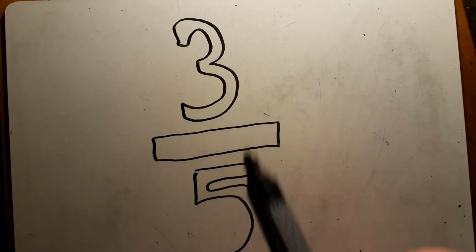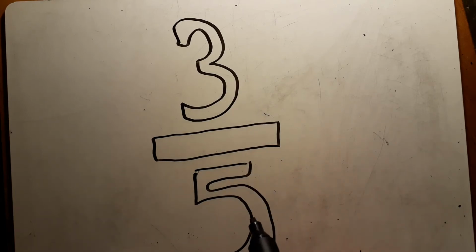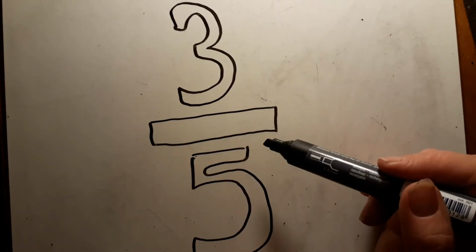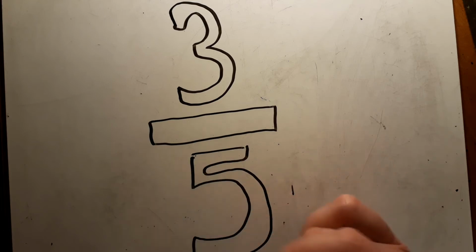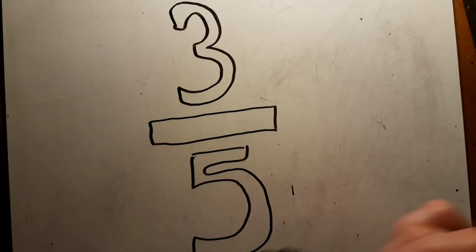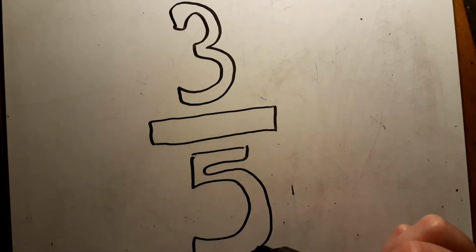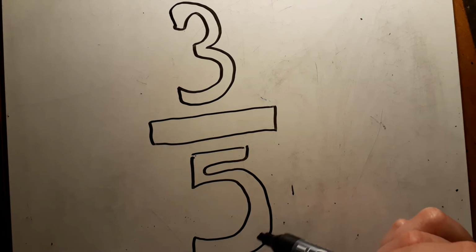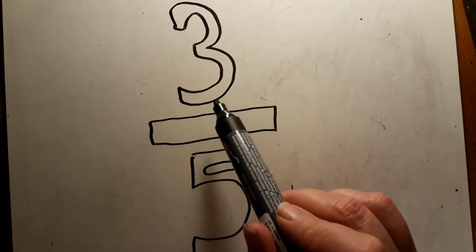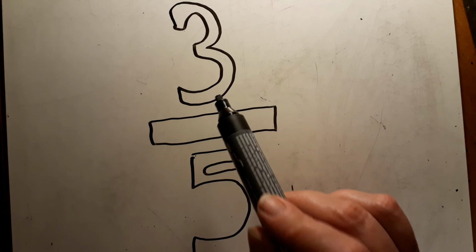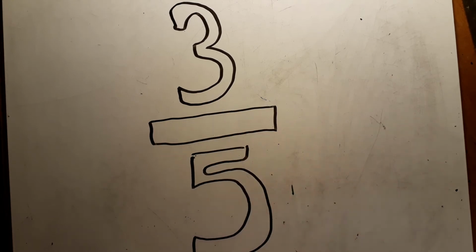So I'm going to show you some different representations of the fraction 3/5. So we will always know that there are 5 parts, and there must be 5 equal parts in the whole, because that's what the denominator tells us. And we know that there are 3 of them.